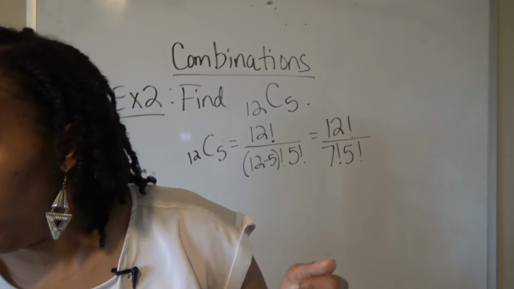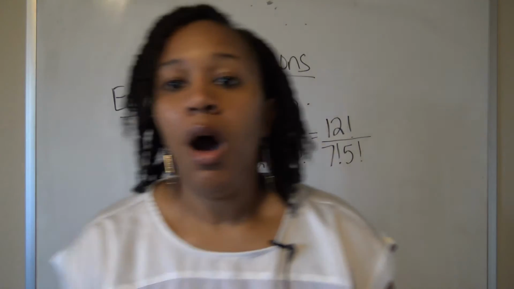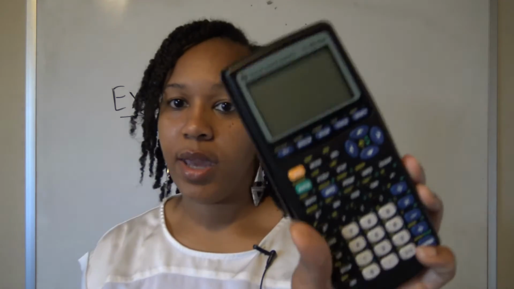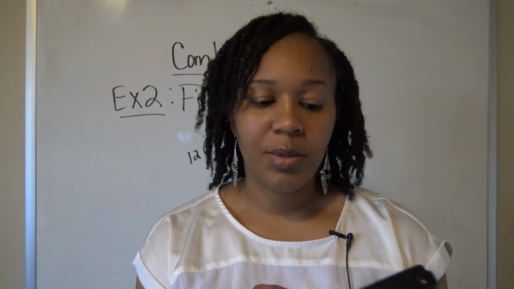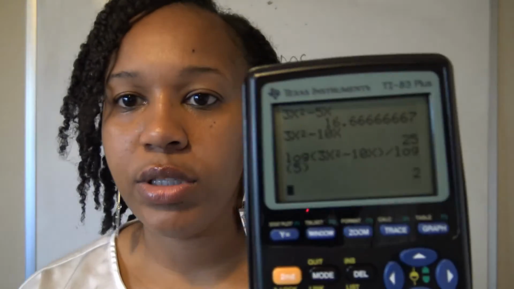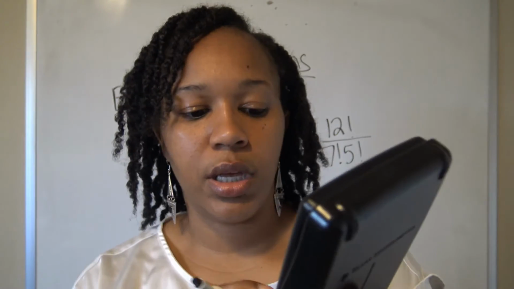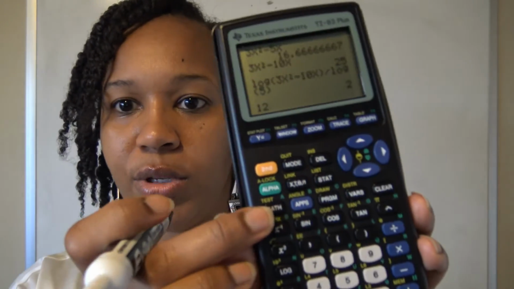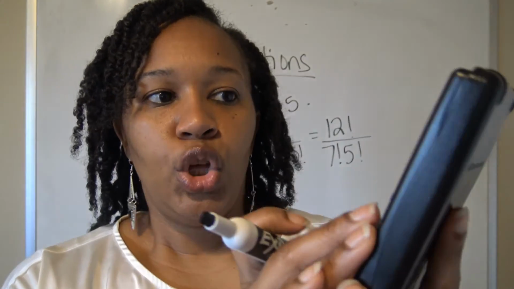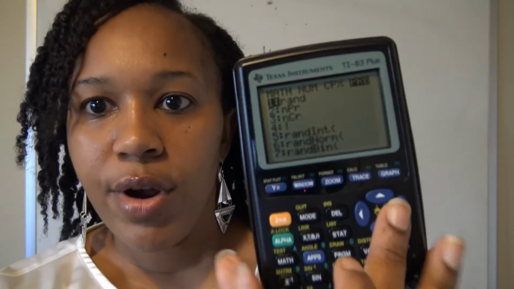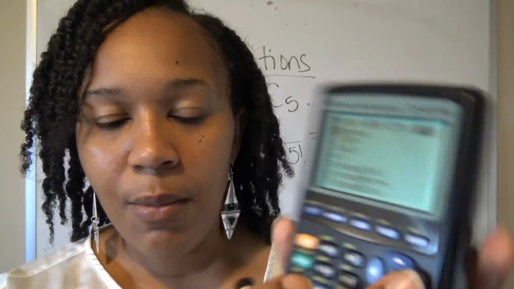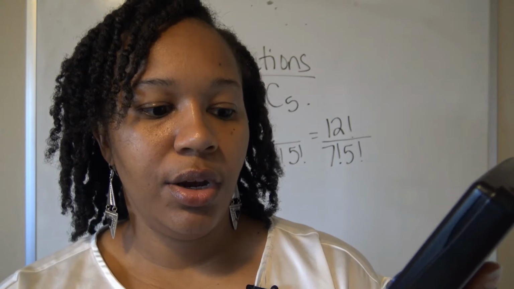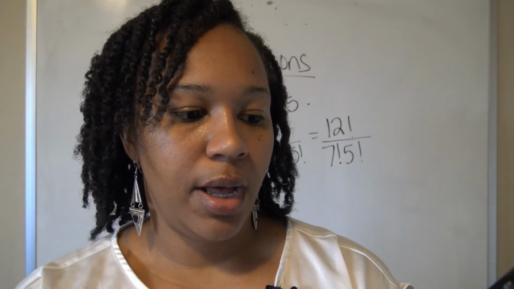I'm grabbing my calculator. Also, if you have a graphing calculator, I don't know if you do or not, but if you do, there's actually a combination button on your calculator. So if you go to your main screen, you will first type in the 12. Then you will go to math, which is here. You would scroll all the way over to PRB at the top, which stands for probability, and hit enter. And I do that every time.